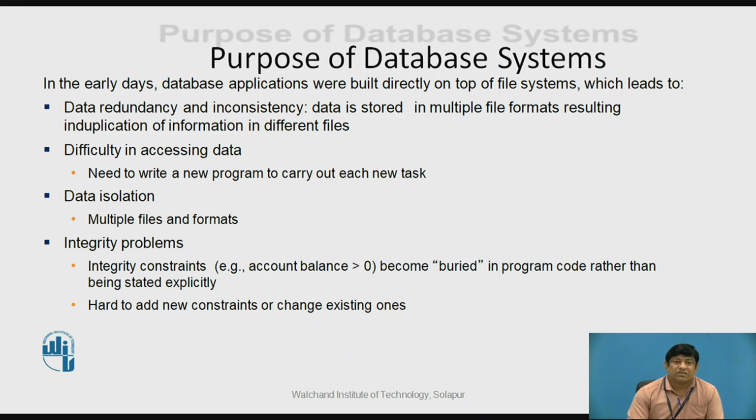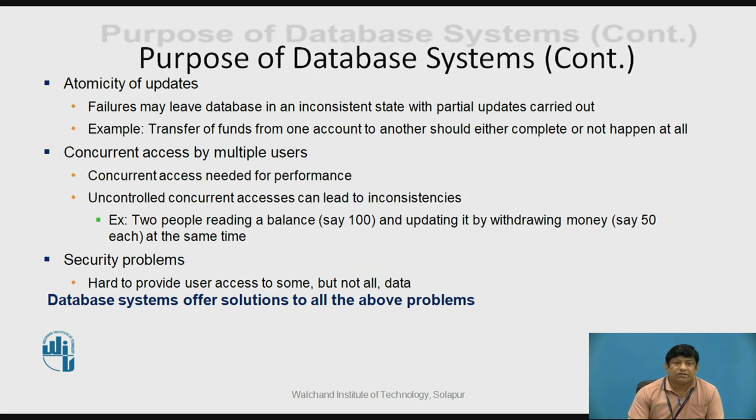Data isolation: multiple files and formats. Integrity problem: integrity constraints become buried in program code rather than being stated explicitly. It is hard to add new constraints or change existing ones. Then atomicity of updates: failures may leave the database in an inconsistent state with partial updates carried out, for example, transfer of funds from one account to another. Concurrent access by multiple users is needed for performance, but uncontrolled concurrent access can lead to inconsistency.